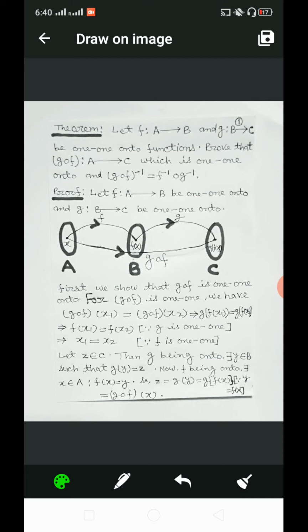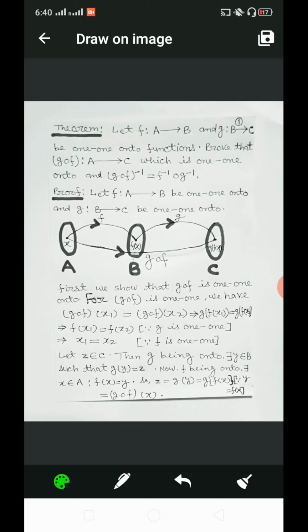Today, through the video, I will discuss one more property of invertible functions and the solution of some questions from NCERT. The property is in the form of a theorem.